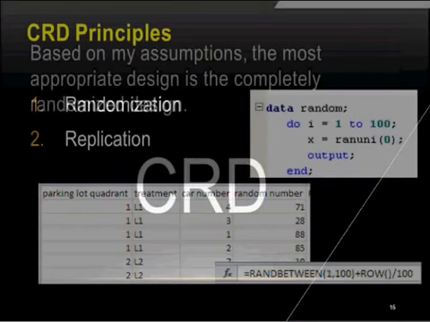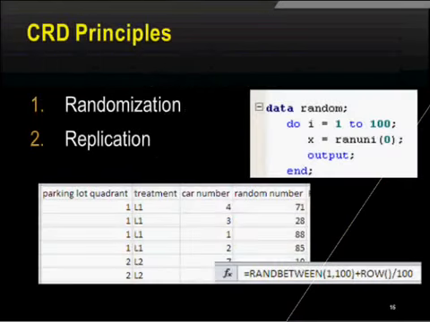There are several principles of CRD. The first one is randomization. You probably wonder, how am I supposed to do that in my data? How am I supposed to randomly assign treatments to my subjects in the data? You can do it simply by writing a simple SAS code that will randomly generate numbers from uniform distribution, let's say from 1 to 100, and add it to your data.